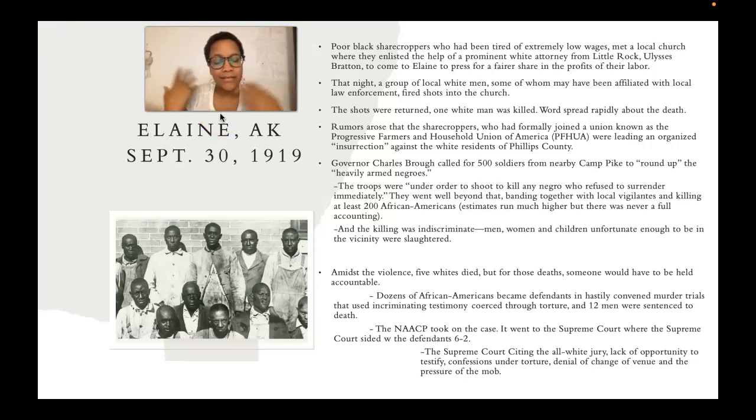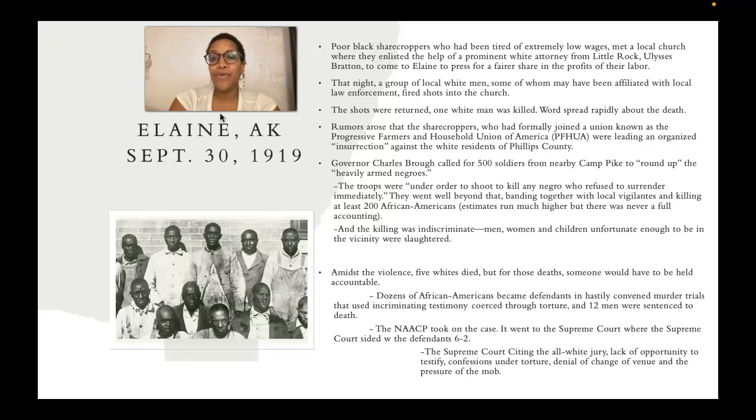White people in the town of Elaine found out that these African Americans were organizing. And that night, a group of local men, some of whom were affiliated with local law enforcement, fired shots into the church. These sharecroppers, some of them had arms, as it was very common to live in the South and to be armed, whether it's because you're hunting for deer or self-defense. And so the shots were returned. One white man was killed.